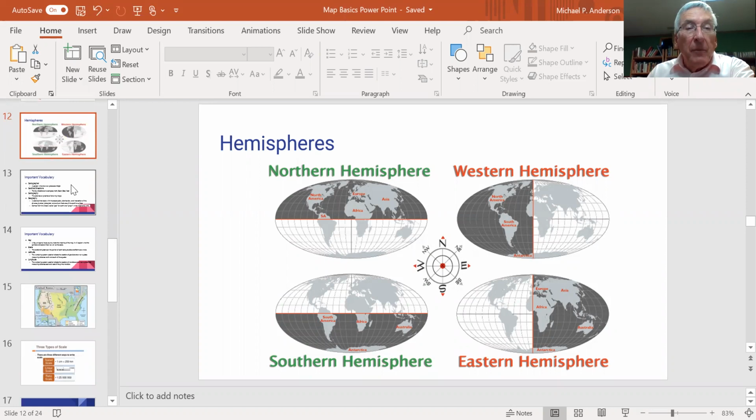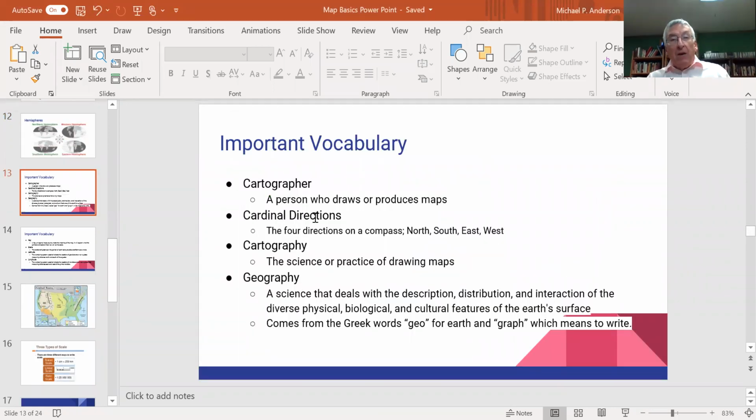I'm going to give you a little bit of vocabulary. Okay, a cartographer. Cartographer is a map maker. Cartography, the third one down, cartography is simply the science and practice of drawing maps. So a cartographer does cartography, easy stuff. Cardinal directions, you already know them, north, south, east, west. We've gone over those in our first lecture.